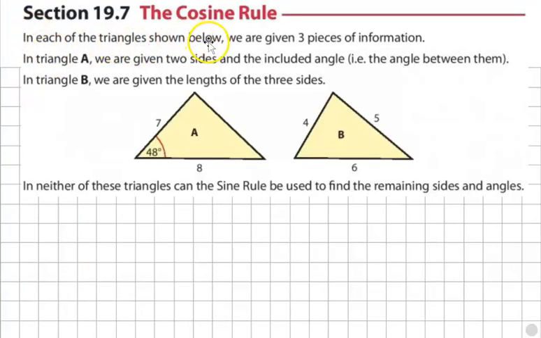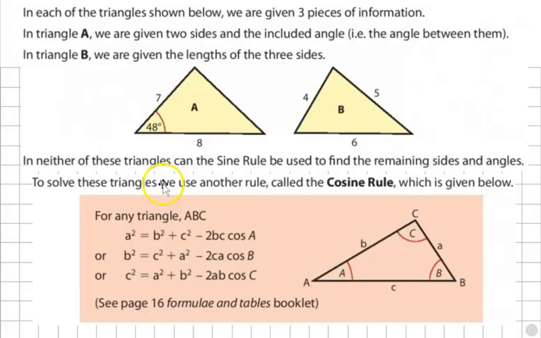In each of the triangles shown below, we are given three pieces of information. In triangle A, we are given two sides and the included angle, i.e. the angle between them. So we can see we have the sides 7 units, 8 units, and the angle 48 degrees between them. In triangle B, we're given the lengths of the three sides: 4 units, 6 units, and 5 units. In neither of these triangles can the sine rule be used to find the remaining sides and angles. So you have to use the cosine rule.